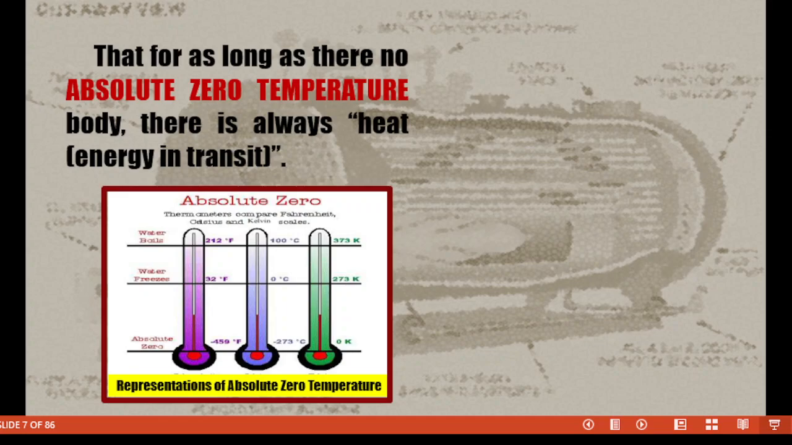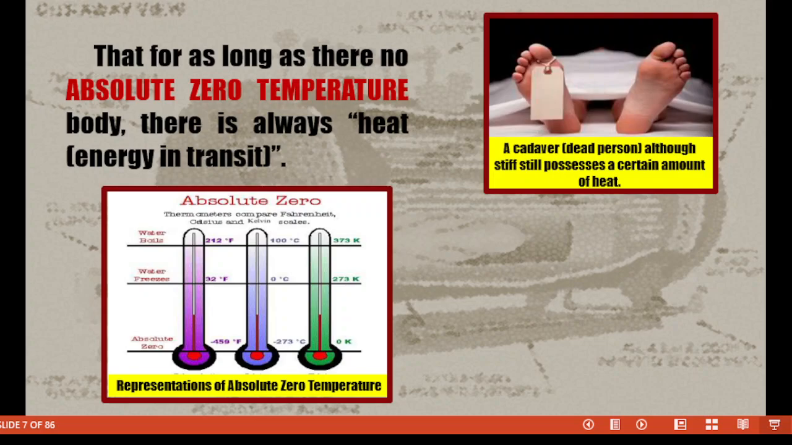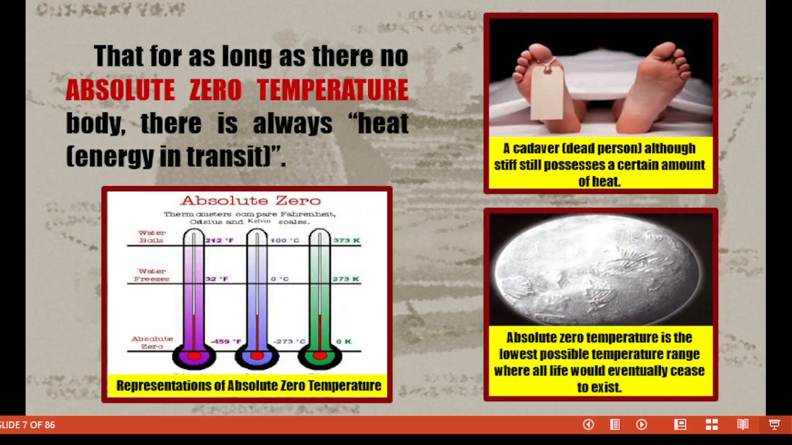So this will continue to take place until a body or system has reached an absolute zero temperature. But as I told you earlier, it is actually quite impossible to have an absolute zero temperature setting in any possible location. The absolute zero temperature value is the lowest possible temperature wherein all life in the universe or galaxy would eventually cease to exist. So let's say for example, we have a dead body or dead person. Even though this person is already dead, this person still possesses a certain amount of heat.